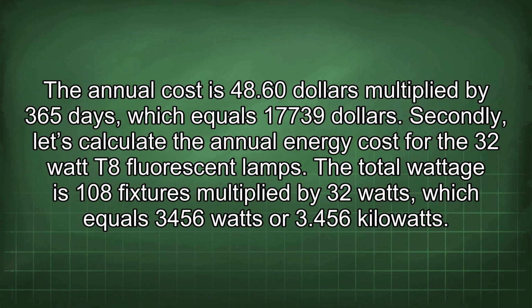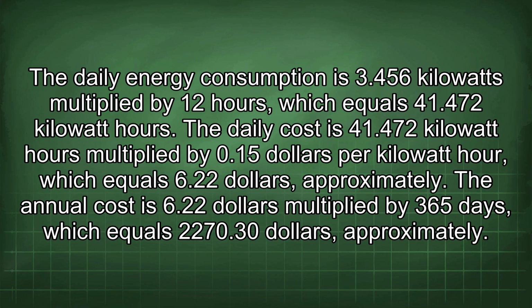Secondly, let's calculate the annual energy cost for the 32-watt Tate fluorescent lamps. The total wattage is 108 fixtures multiplied by 32 watts, which equals 3,456 watts or 3.456 kilowatts. The daily energy consumption is 3.456 kilowatts multiplied by 12 hours, which equals 41.472 kilowatt hours. The daily cost is 41.472 kilowatt hours multiplied by $0.15 per kilowatt hour, which equals $6.22 approximately. The annual cost is $6.22 multiplied by 365 days, which equals $2270.30 approximately.